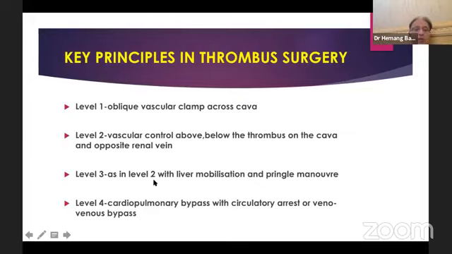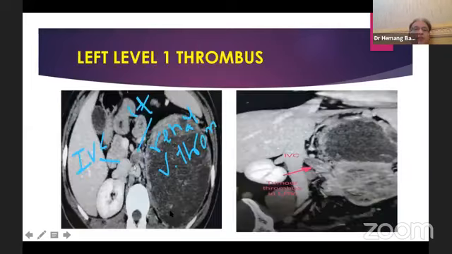For level 3 thrombi, above the intrahepatic portion, you need complete liver mobilization and the Pringle maneuver, apart from the level 2 steps. And for level 4, extending supradiaphragmatically, you can get away with a veno-venous bypass if the thrombus can be milked below the atrium, or the best thing is a cardiopulmonary bypass with complete circulatory arrest. That is the most relatively bloodless field you get, and you do the thrombectomy quite safely without fierce bleeding.